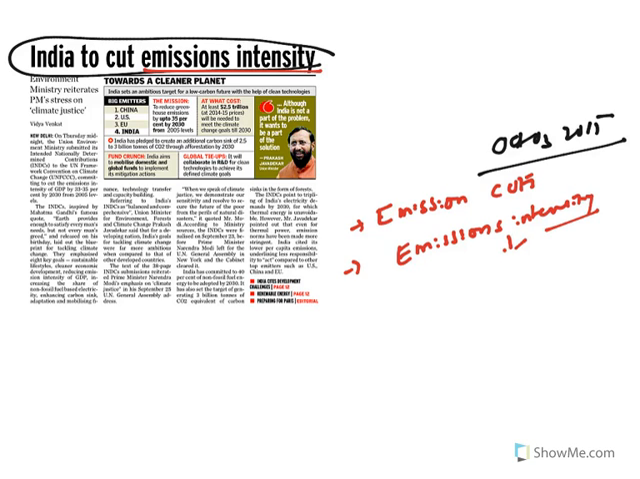So what is the emission intensity target which it took for itself? Now it wants to achieve up to 35%. The word used is up to 35%. It means India did not agree to concrete results. And up to 35% by 2030 from 2005 levels.